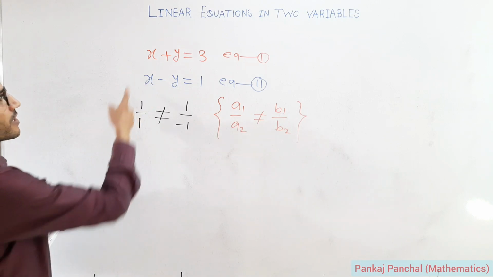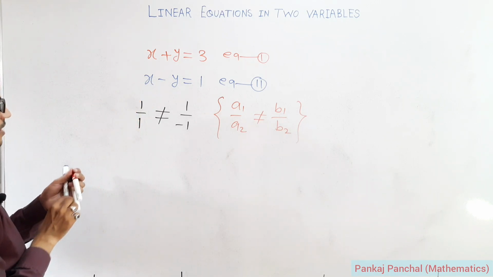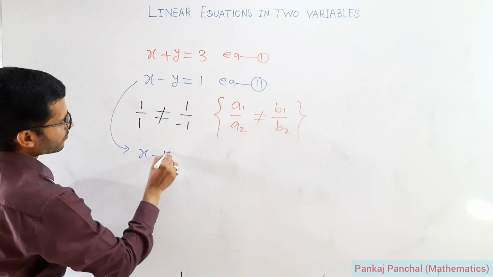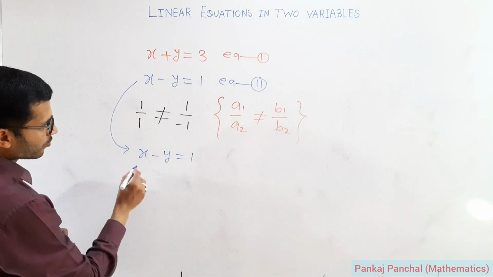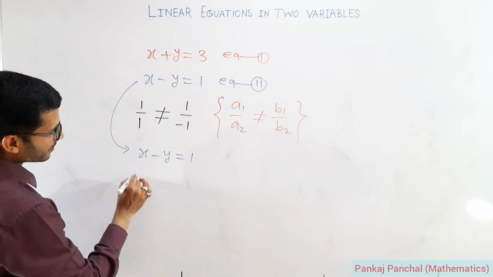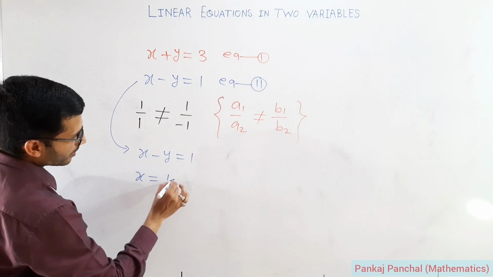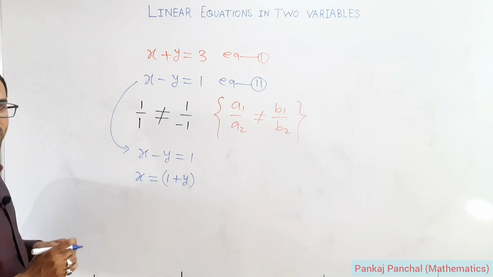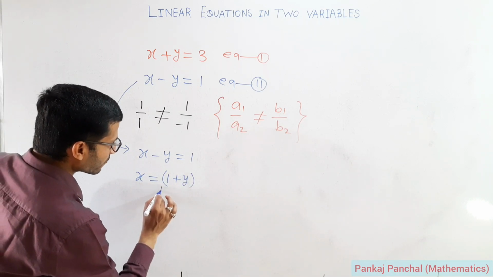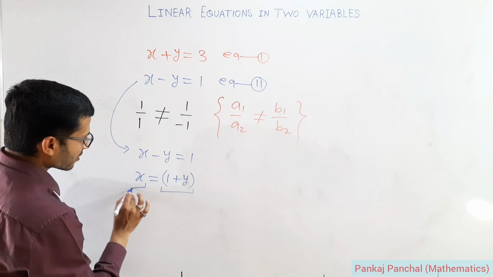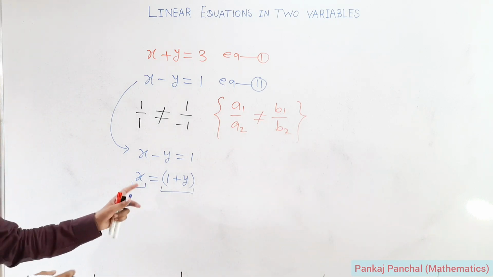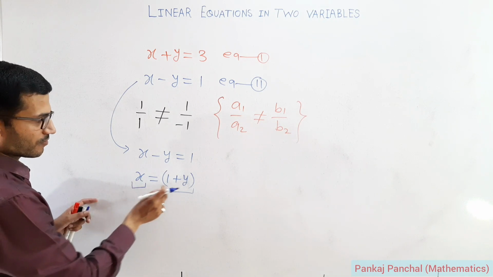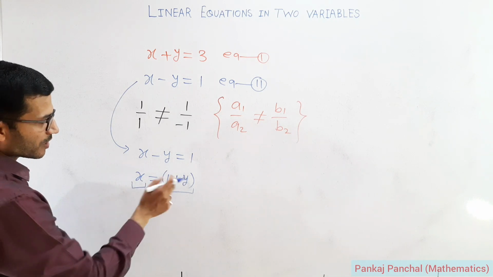So take any one equation. I am taking equation number 2: x minus y is equals to 1. So what is the value of x only? x is equals to 1 plus y. Now both have equal value, means x and 1 plus y are the same because they are equal. So we can replace x and write 1 plus y.